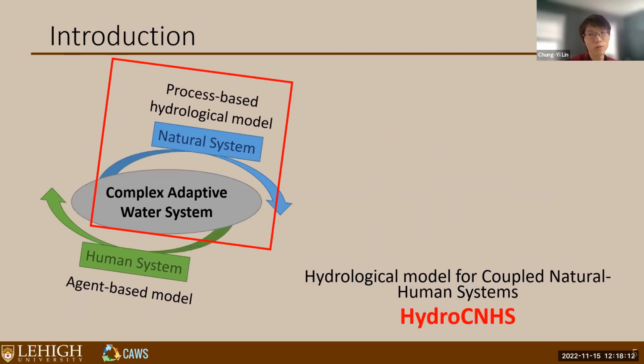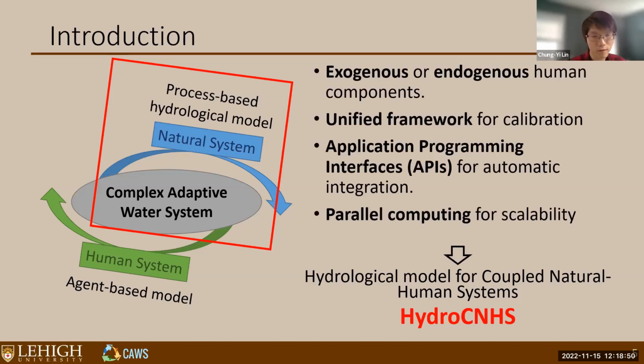So one way to model the complex adaptive water system is by coupling a hydrological model with a human model described by the ABM that we just introduced. However, there's one largest limitation in the human model design and the coupling linkage used to integrate these two different systems. The design is often constrained by the structure of the hydrological model, and we want to overcome that. Therefore, we developed this package HydroCNHS, which has these four main features.